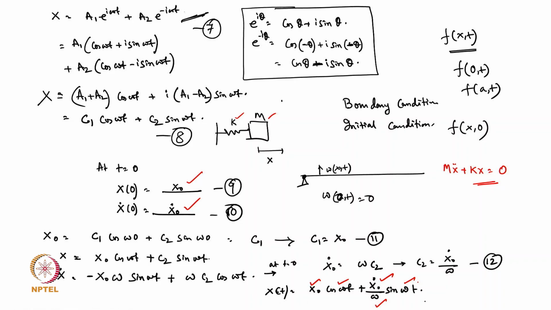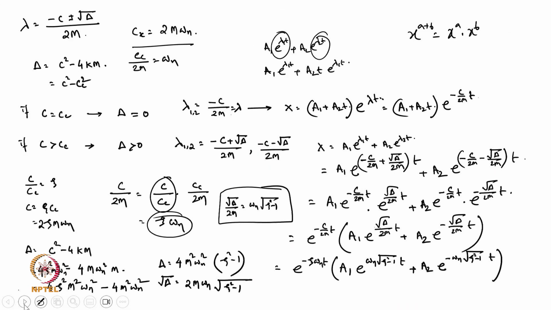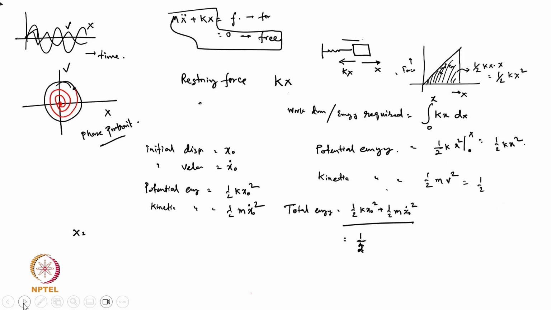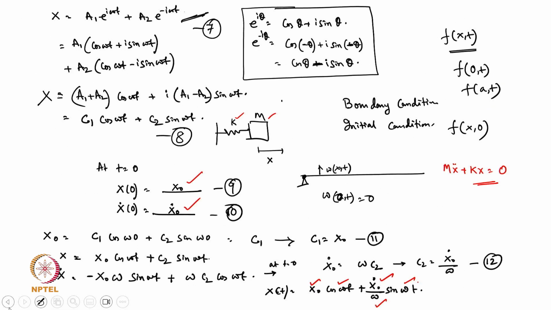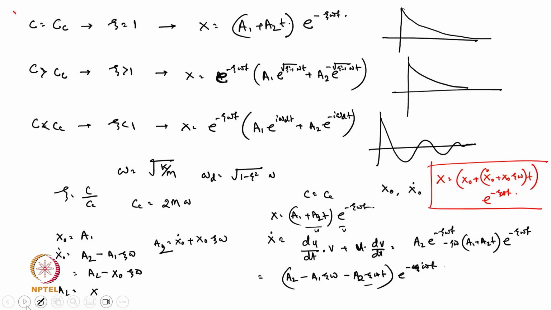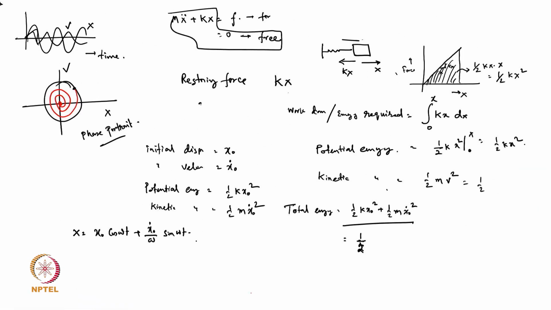Yeah, that was my solution. x(t) equals x0 cos omega t plus x0 dot by omega sin omega t. Very good. So x equals x0 cos omega t plus x0 dot by omega sin omega t. Am I right? Okay. Am I right or? Yeah. Good. Perfect. Okay, so that was my solution.